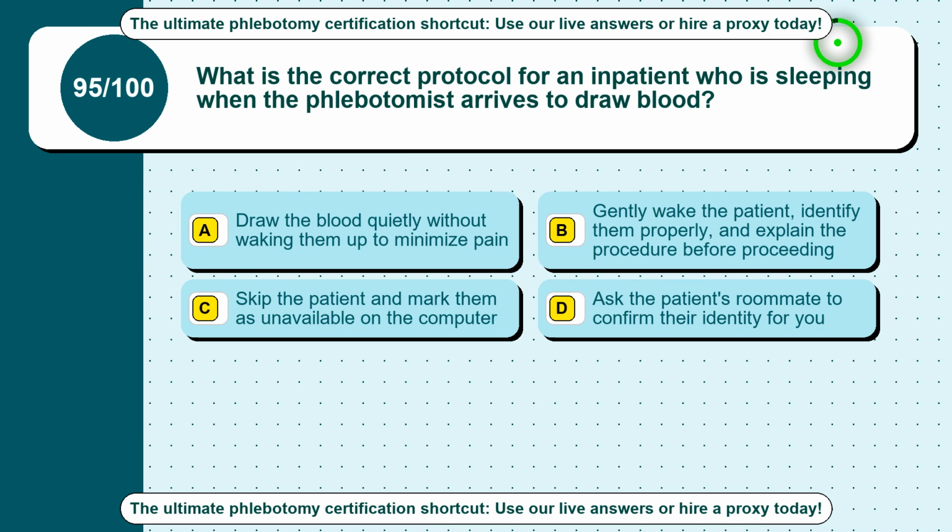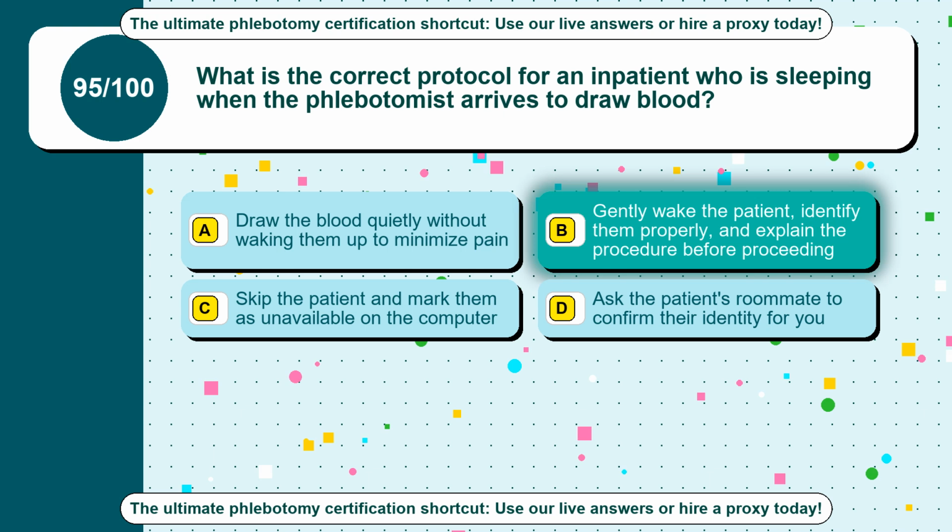Question 95. What is the correct protocol for an inpatient who is sleeping when the phlebotomist arrives to draw blood? Option A. Draw the blood quietly without waking them up to minimize pain. Option B. Gently wake the patient, identify them properly, and explain the procedure before proceeding. Option C. Skip the patient and mark them as unavailable on the computer. Option D. Ask the patient's roommate to confirm their identity for you. The correct answer is option B.